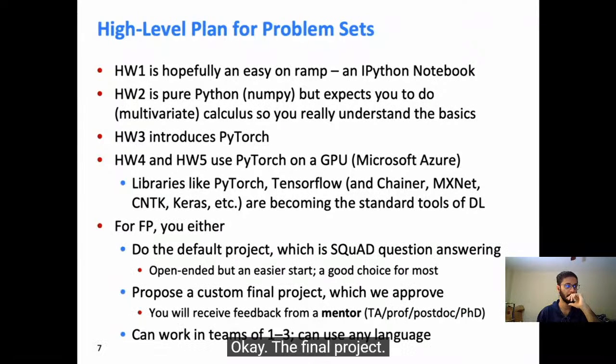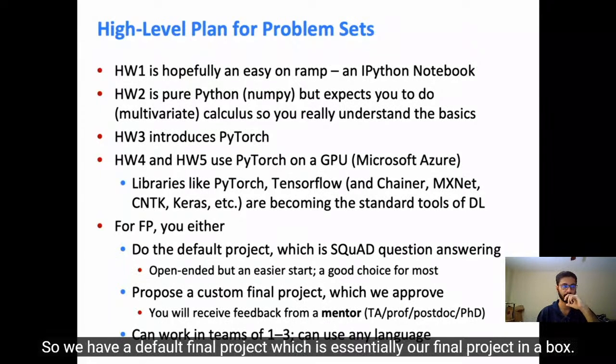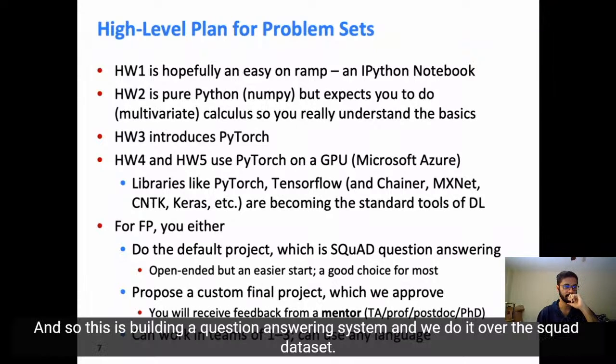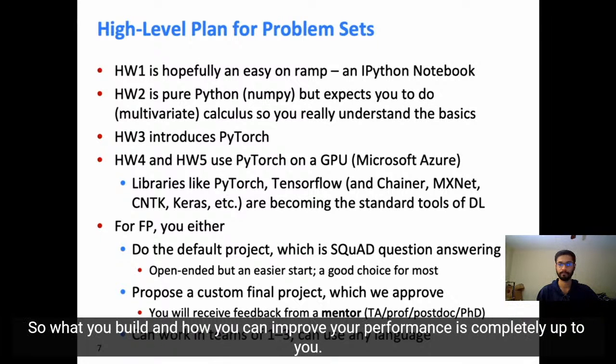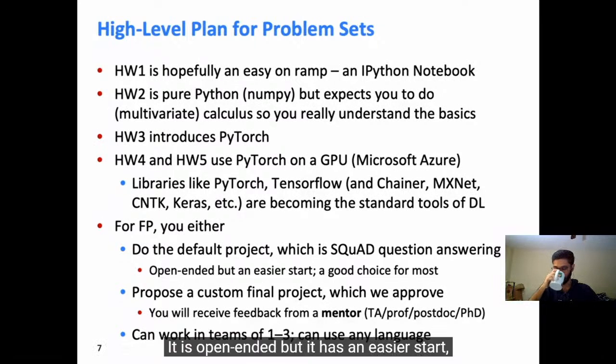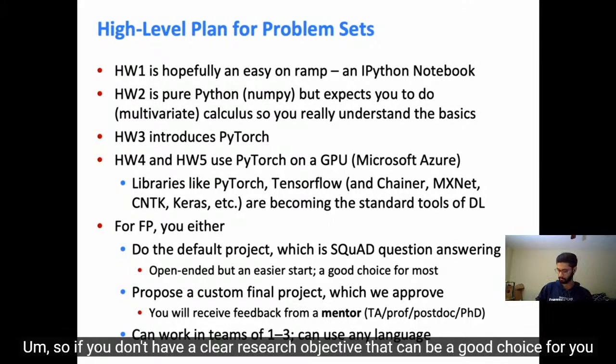Okay, the final project. For the final project, there are 2 things that you can do. We have a default final project, which is essentially our final project in a box. This is building a question answering system, and we do it over the SQuAD data set. What you build and how you can improve your performance is completely up to you. It is open-ended, but it has an easier start, a clearly defined objective, and we can have a leaderboard for how well things are working. So if you don't have a clear research objective, that can be a good choice for you.